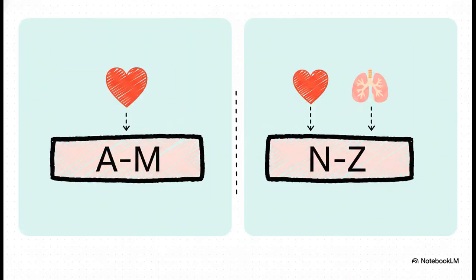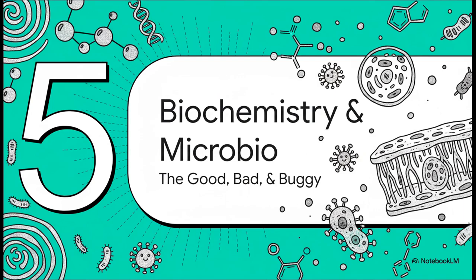And here's another super handy pharmacy trick. How do you tell the difference between beta blockers that mainly target the heart, the cardioselective ones, and the ones that don't? Just think about the alphabet. As a general rule, the drugs from A to M tend to be cardioselective, while the ones from N to Z are usually non-selective. All right, for our last section, we're grabbing our microscopes and zooming way, way in.